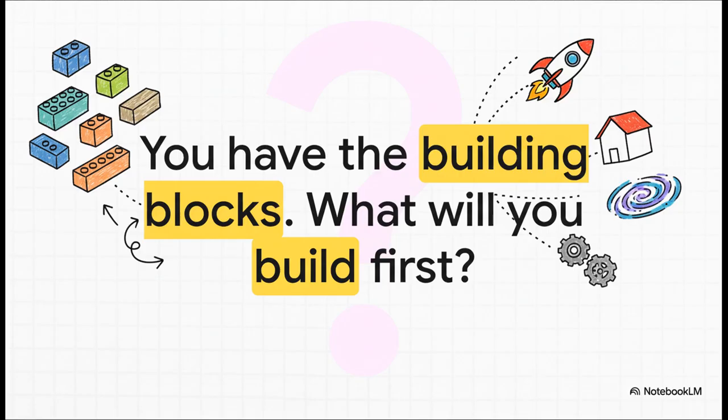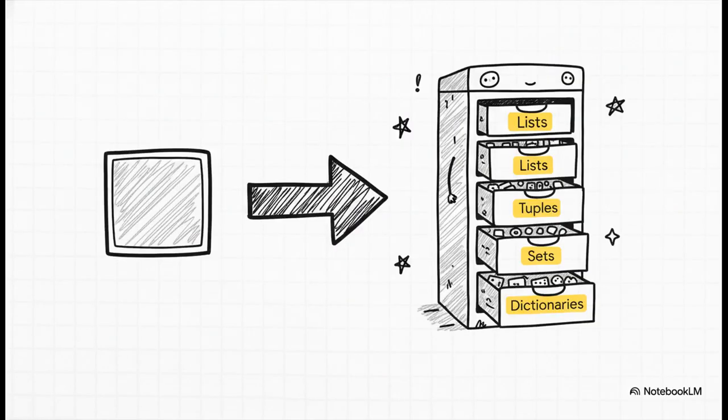So, what's the first thing you want to build? What's the first idea you want to bring to life with this new power? And believe me, this is just the beginning. In our very next explainer, we're going to seriously level up. We'll be looking at how to store multiple values, like a whole list of items, inside a single variable. That is where programming starts to get really, really powerful.